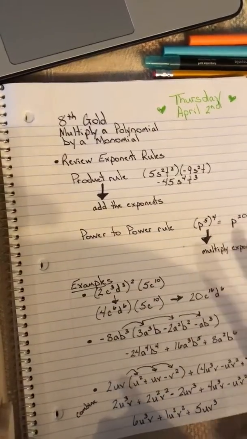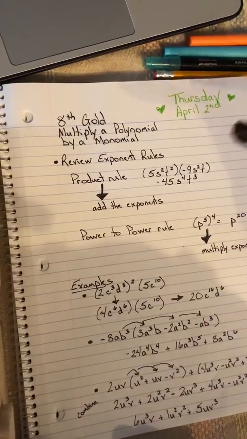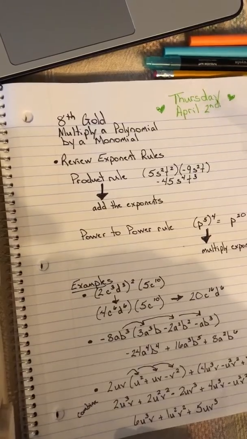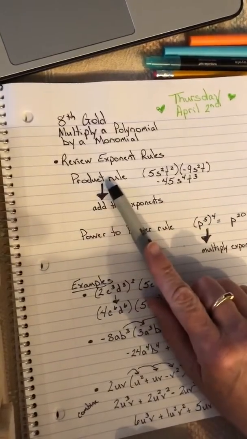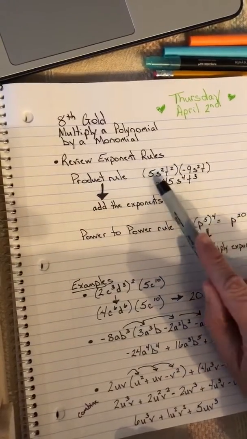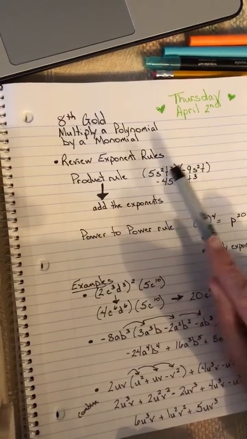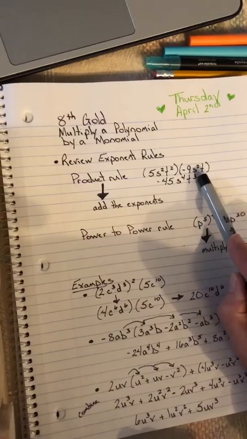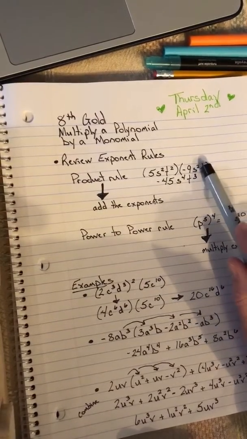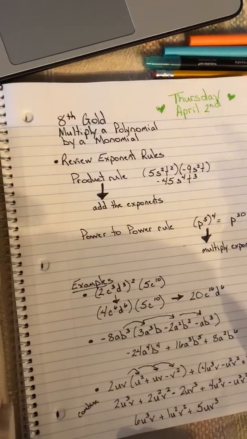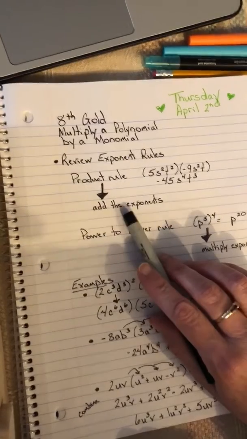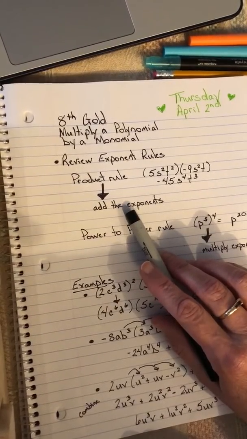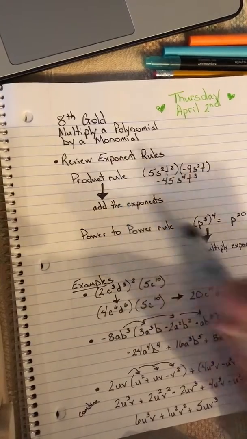Now, before we do that, we need to go over some exponent rules that we're going to be using. The first rule is the product rule. Remember, that's when we are multiplying a variable with an exponent times another variable with an exponent. When that happens, we need to add the exponents. We do not multiply them, we just add them.